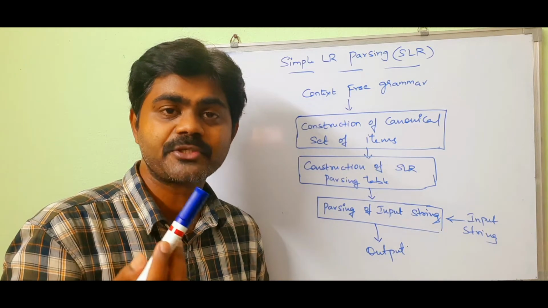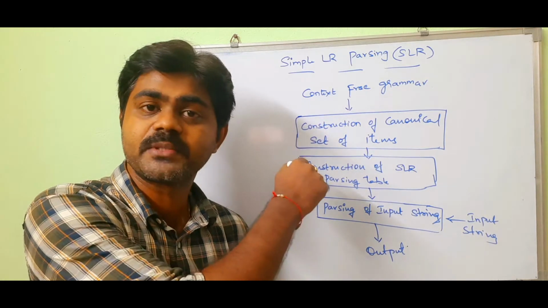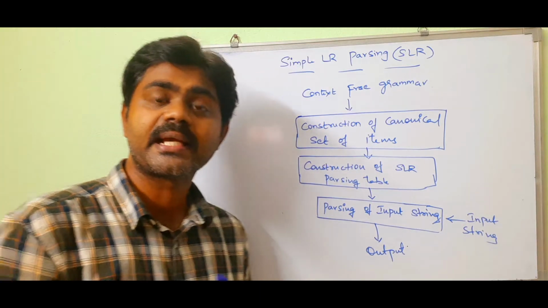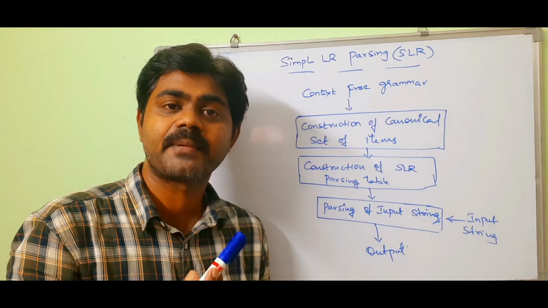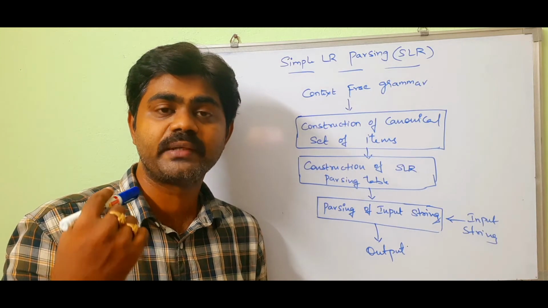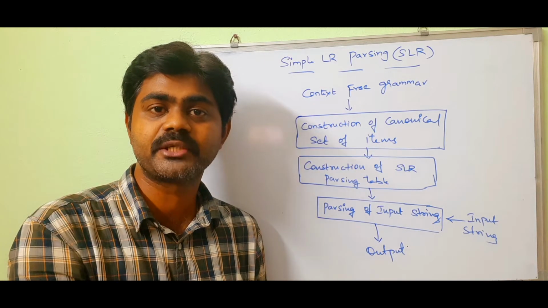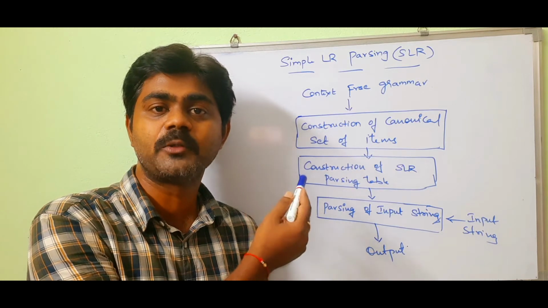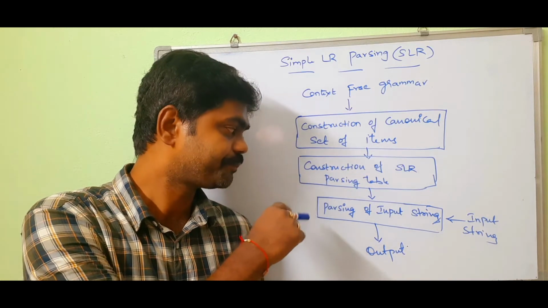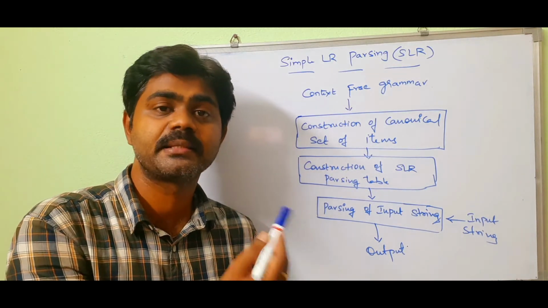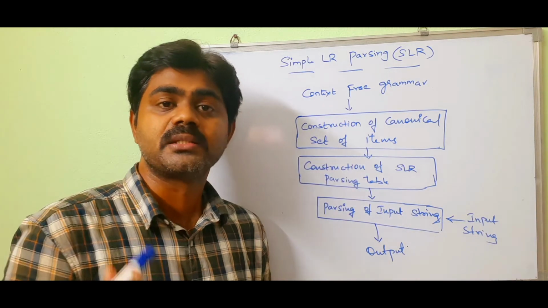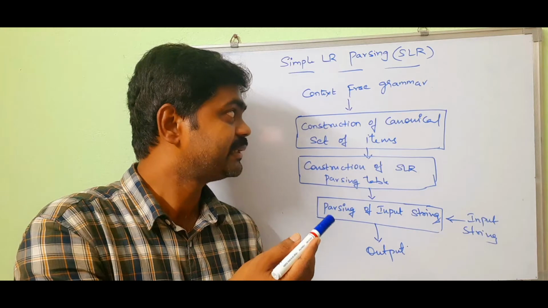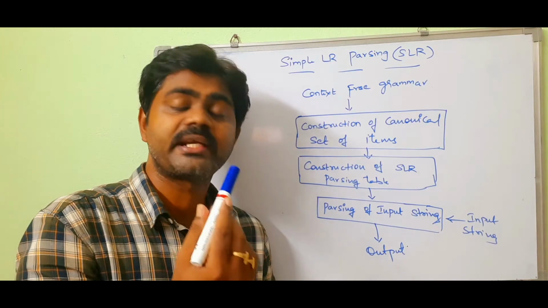The input string is provided only after these two steps. That means the first one, construction of the canonical set of items, and the second one, construction of the SLR parsing table, are to be done. When these two steps are completed, we'll provide the input string, and finally we'll get the output and see how our input string is parsed. So that's our agenda. Once this is done, we can go straight to our problem.